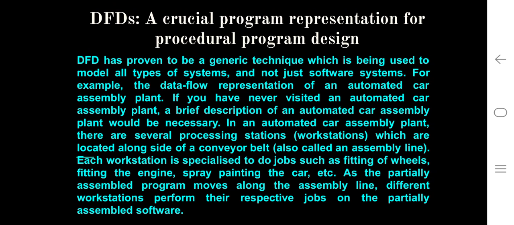They are located along the side of a conveyor belt, which is also called an assembly line. Each workstation is specialized to do a job such as fitting wheels, spray painting the car, fitting the engine, etc. As the partially assembled product moves along the assembly line, different workstations perform their respective jobs on the partially assembled product.